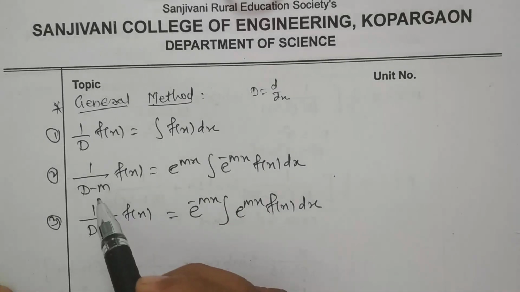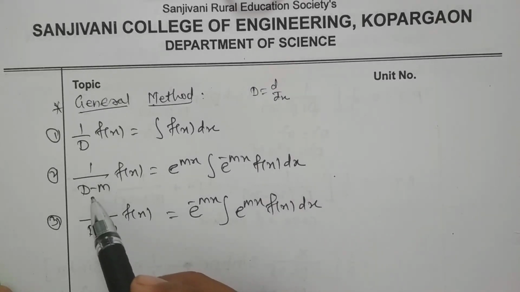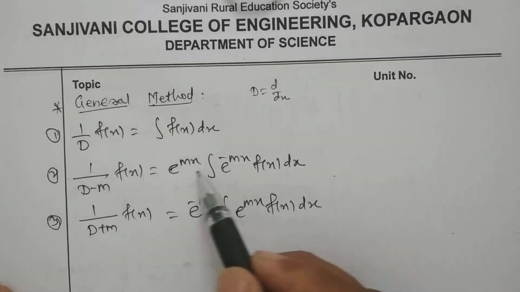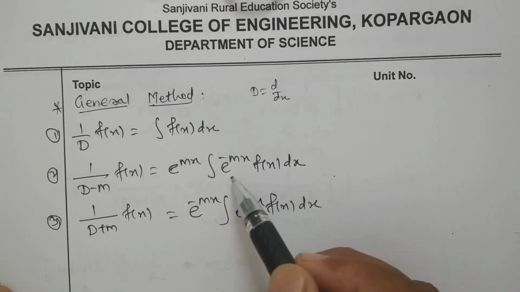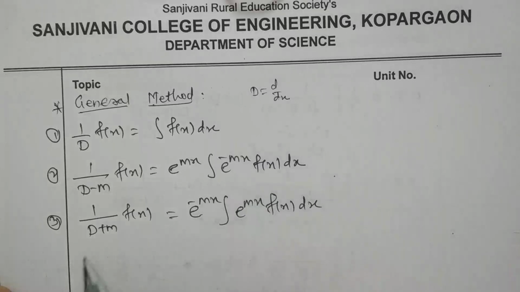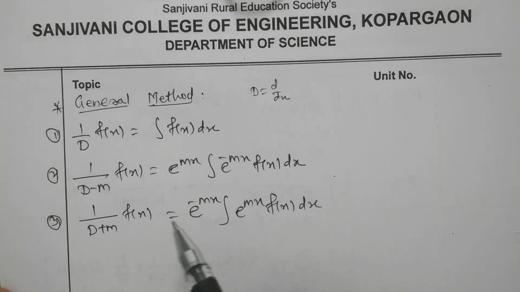So keep in mind for these two important formulas, if there is a minus sign in the factor, take e raised to plus mx outside and integration e raised to minus mx inside. And if there is a plus m factor, that means D plus m is there, so take e raised to minus mx outside and inside the integration e raised to plus mx. This is the factor inside the integration. So these are the formulas of the general method.